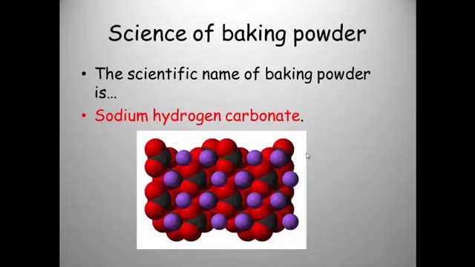Now the scientific name that you need to know for baking powder is sodium hydrogen carbonate. Obviously the yellow ones are sodium. You've got the carbon and the oxygens right there. Not sure where the hydrogens are in this diagram, but that's the chemical name of baking powder, and you need to know it. Sodium hydrogen carbonate.